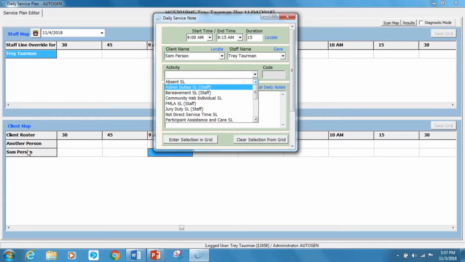And again, at this time, I do not feel comfortable telling you to use community hab individual for both of them because, again, I'm really thinking that that's considered Medicaid fraud. And we're not going to go down that path. Please, let's not do that.